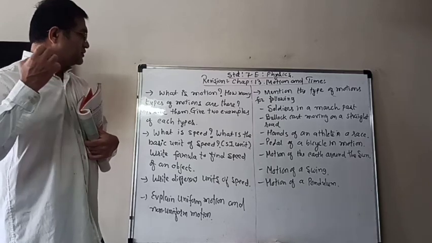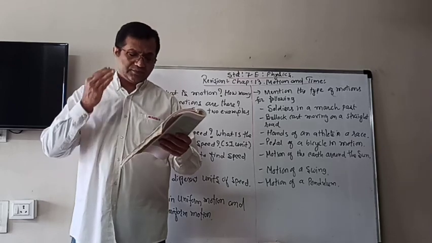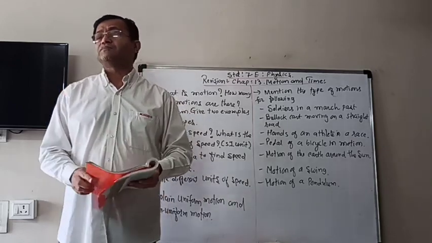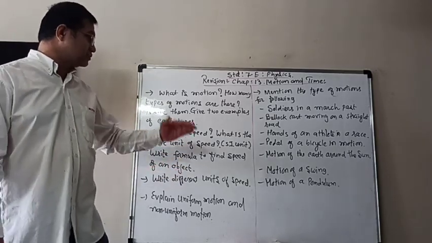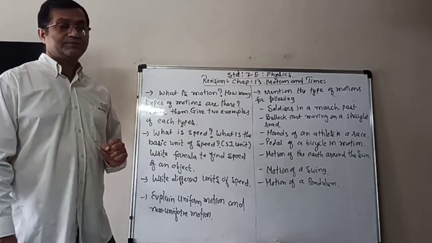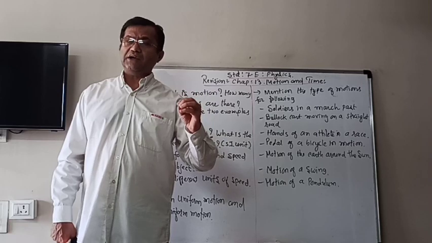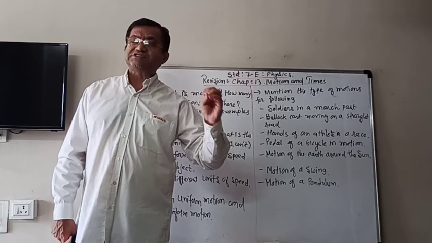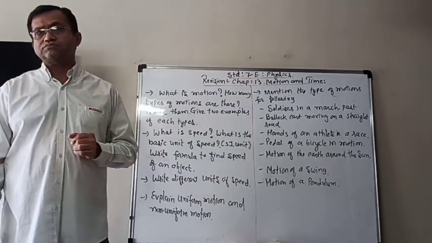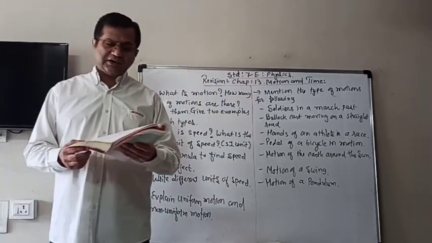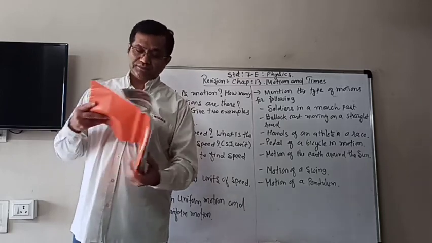Speed is actually the thing by which we decide how fast or slow an object is. So what is actually speed? Speed is the distance covered in a unit time. The distance covered in a unit time is called its speed.